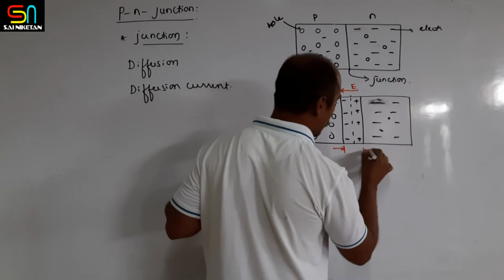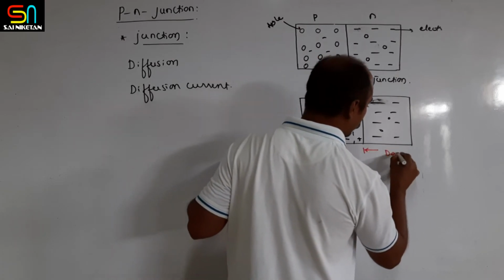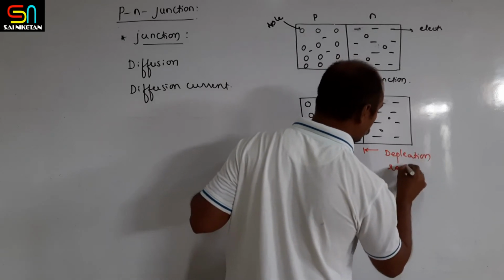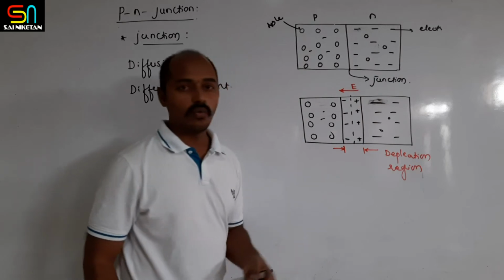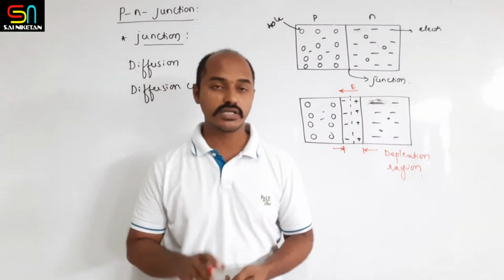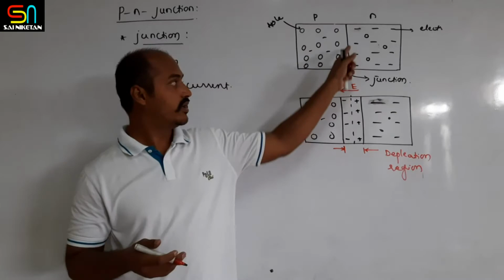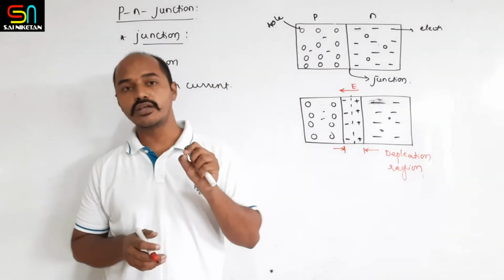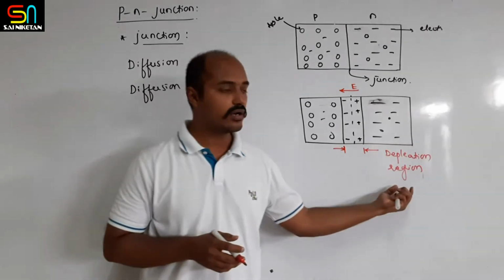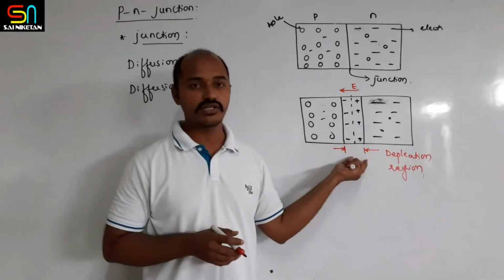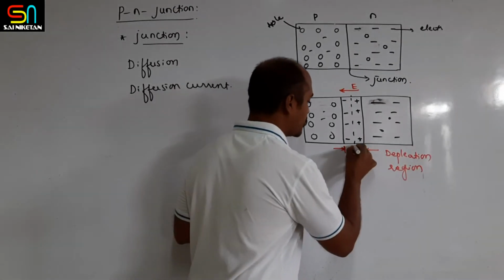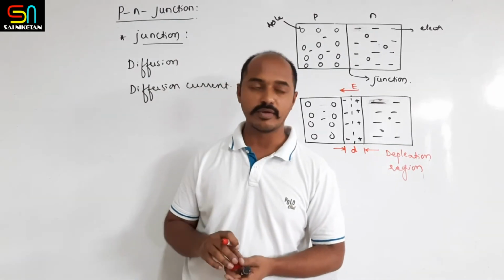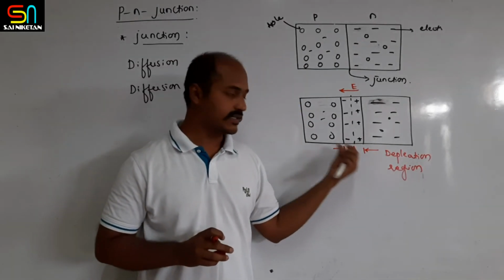This region or this area is called the depletion region. So this region where there is no movement of charge, near to the junction. So the area near to the junction where there is no movement of charge, that area is called the depletion region. This thickness can be measured by D, which varies from 0.1 micron to around 1 micron maybe. So it is what the depletion region.